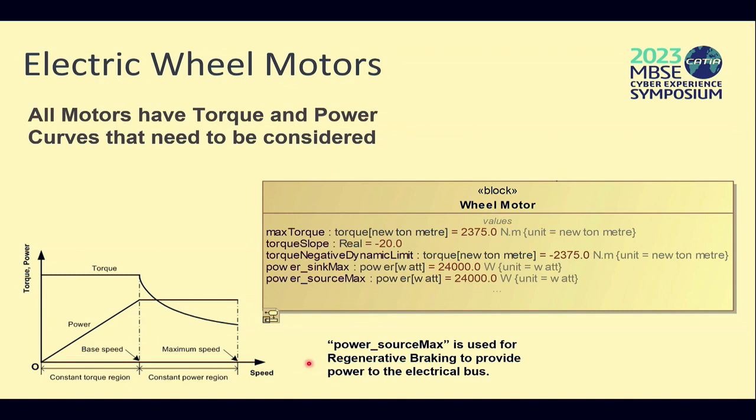And what you saw when we ran that simulation is that we're following a very specific shape, dependent upon what we set for these values. So we have max torque and then the slope of that torque, which is a negative value, and then a negative dynamic limit for that, and then a power sink max and a power source max. As I mentioned, this is a wheel motor that can do regenerative braking, so it can not only sink power, but it can source power. So that's where we had to model the limits for how much power it could consume or provide to the bus. And that's what you see modeled with those value properties.